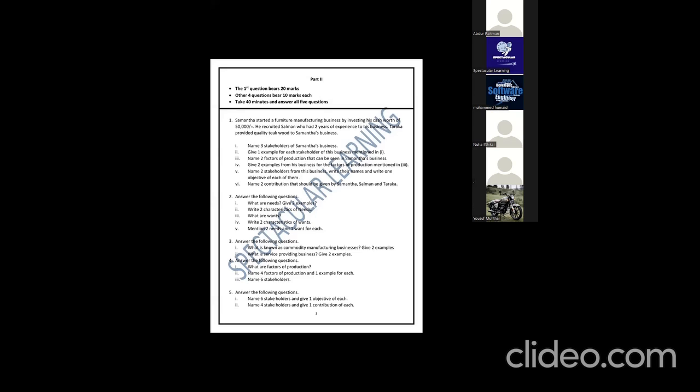Good. Then write two characteristics of needs. Who can tell me two characteristics? Being essential, being limited. Yeah, it's common. Someone said it can be controlled. It cannot be created. Okay, so it actually cannot be created. So good. Then what are wants?